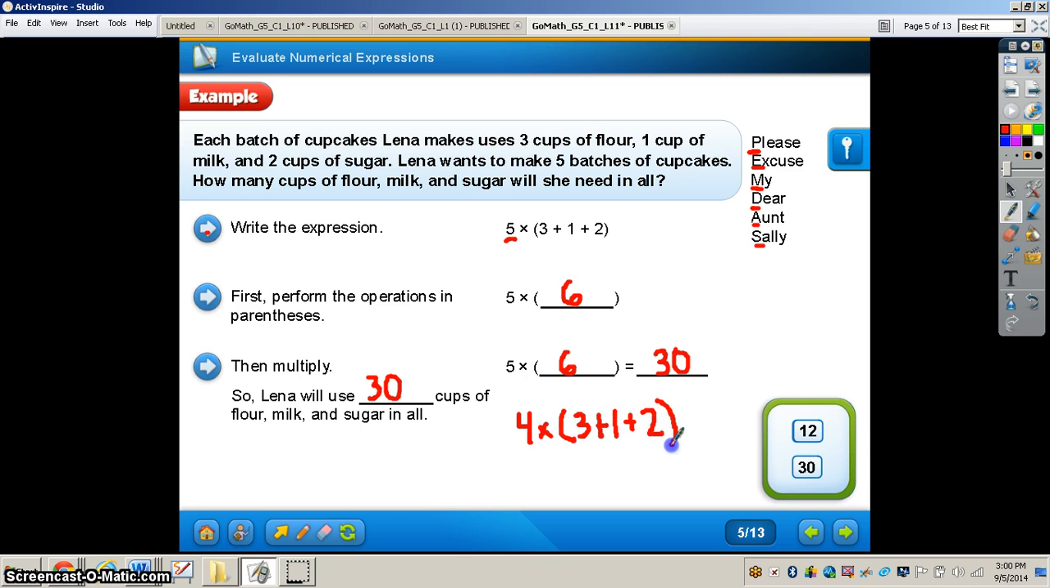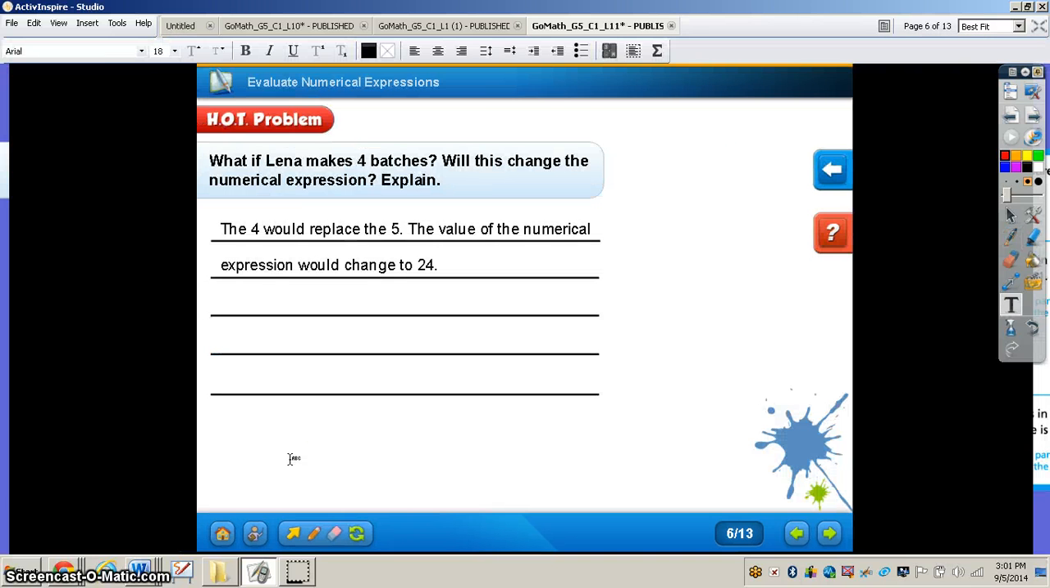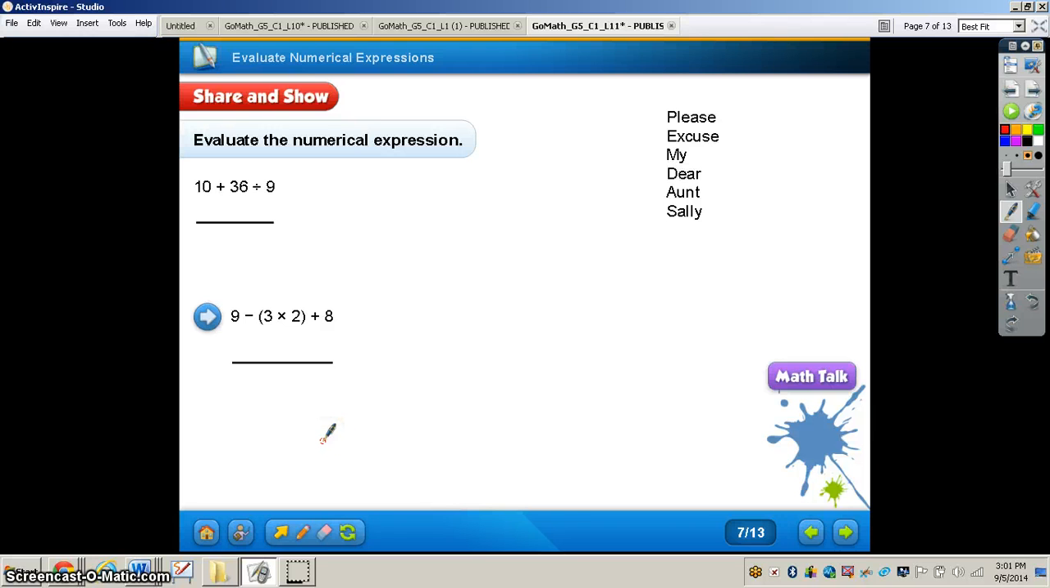So following order of operations, we do parentheses first. We have 6, and then 4 times 6. Obviously, you can see the answer is yes. The 4 would replace the 5, and also the value of the numerical expression would change to 24. Okay, and I want you to copy the answer that I have down right in your math books on page 48.